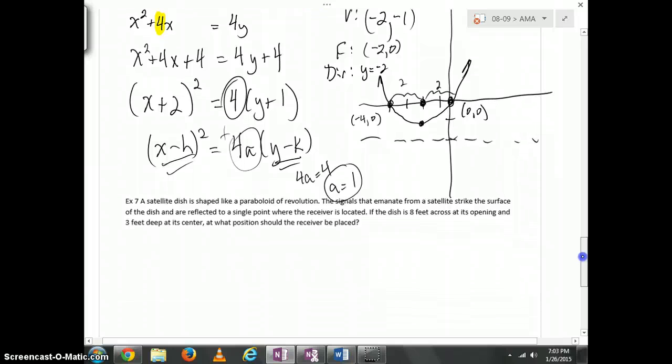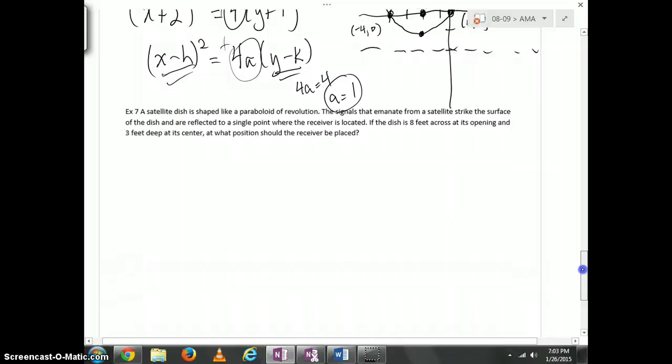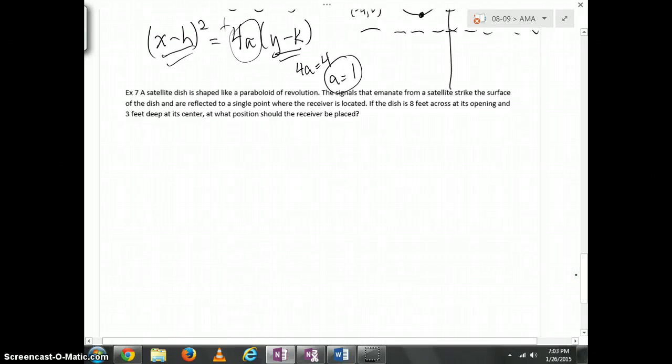For example 7, a satellite dish is shaped like a paraboloid of revolution, a three-dimensional parabola. The signals that emanate from a satellite strike the surface of the dish. They're reflected to a single point. By the way, that single point will be the focus. And the focus then is where the receiver is located. If the dish is 8 feet across at its opening and 3 feet deep at its center, at what position should the receiver be placed?